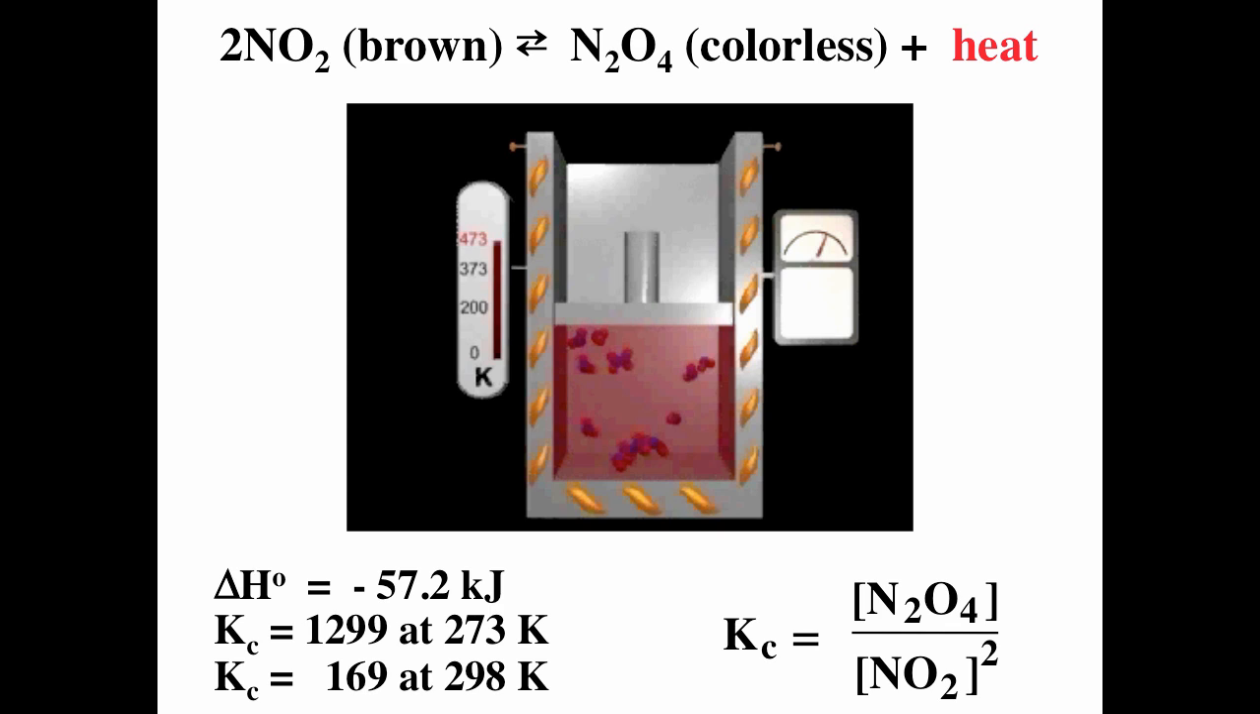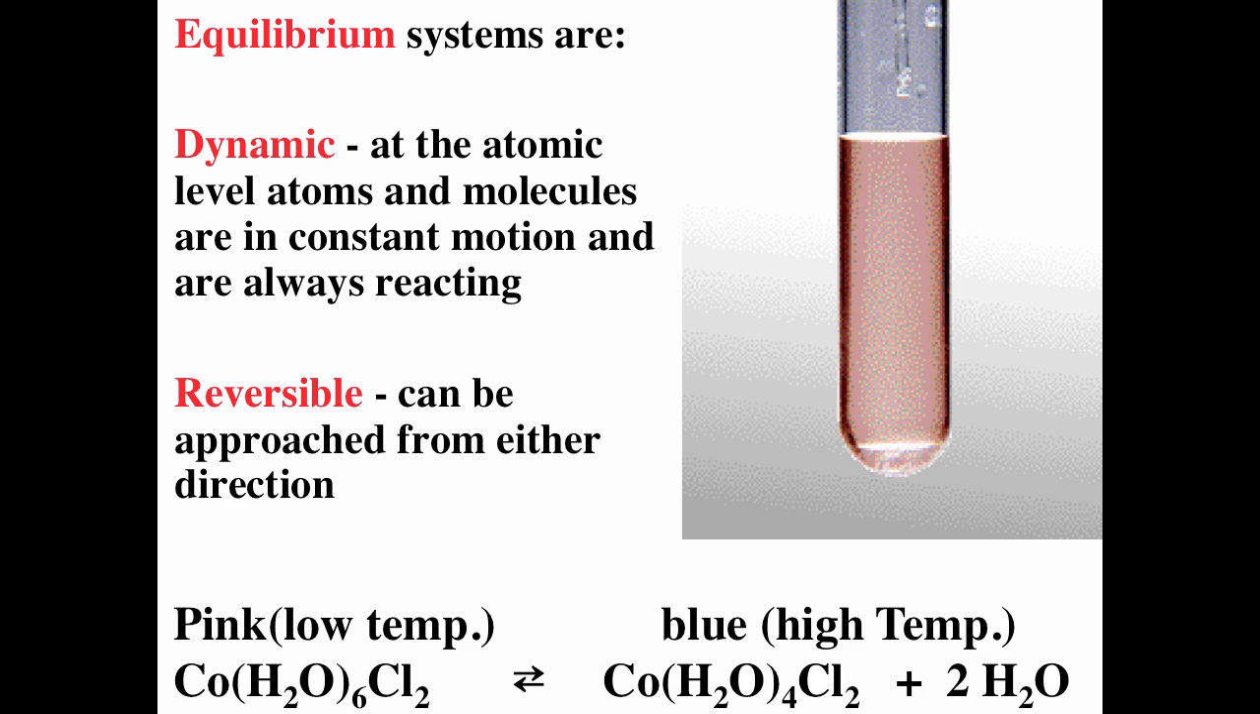So just like I mentioned, for all exothermic processes, heat can be treated as a product, and so an increase in temperature will cause the equilibrium constant to get smaller. For all endothermic processes, heat is a reactant, and so increasing temperature increases the equilibrium constant. And so equilibrium processes are dynamic, they're reversible.